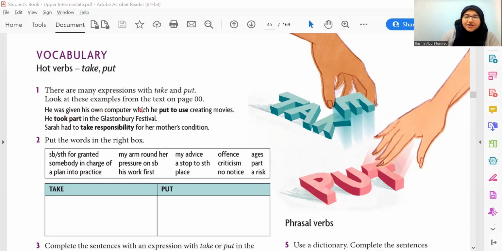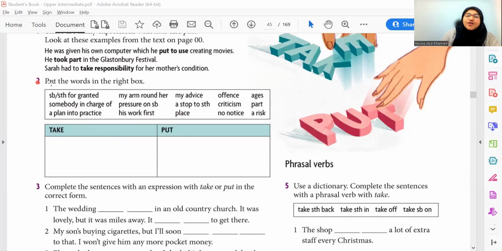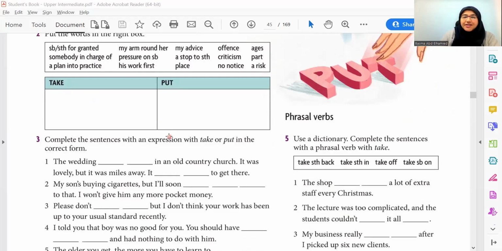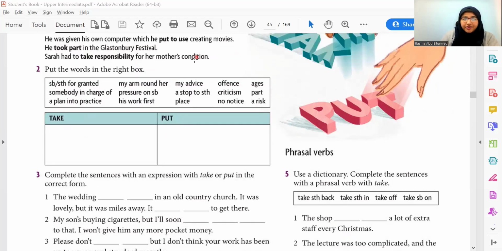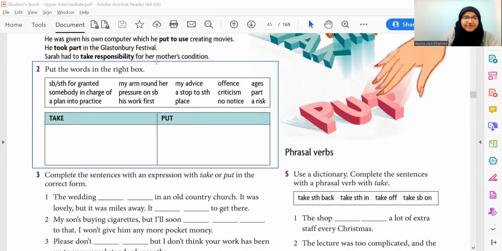He was given his own computer, which he put to use creating movies. He took part in the festival. Sarah had to take responsibility for her mother's condition. So let's match these words here with either take or put. Take a moment to think about them and let's solve them together, okay?